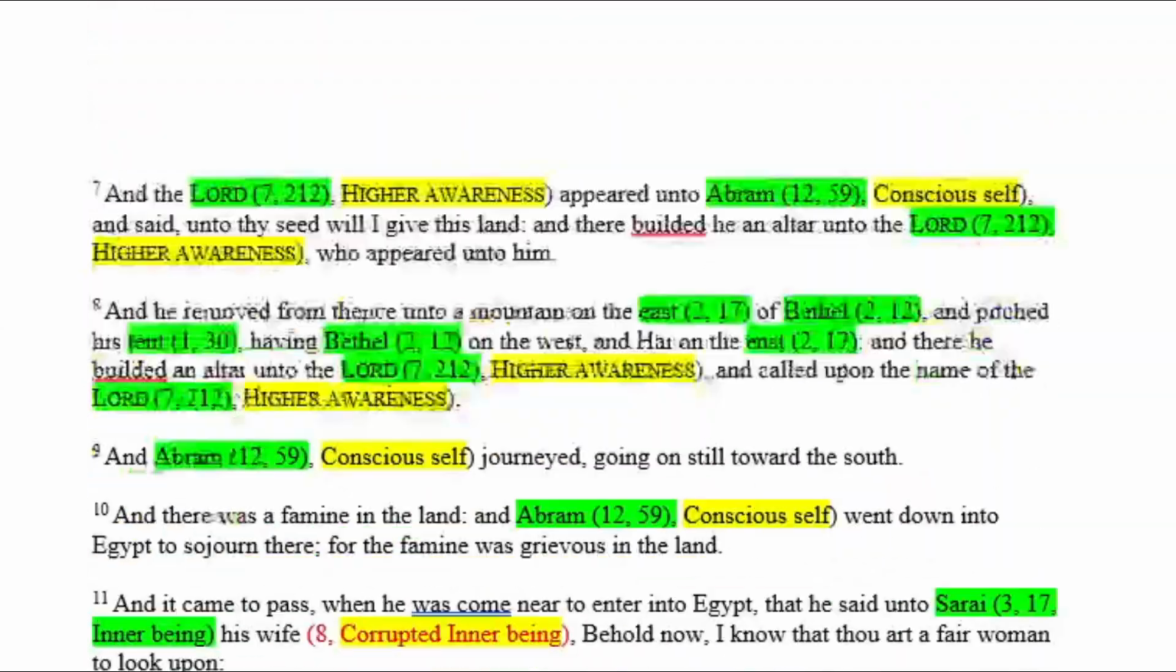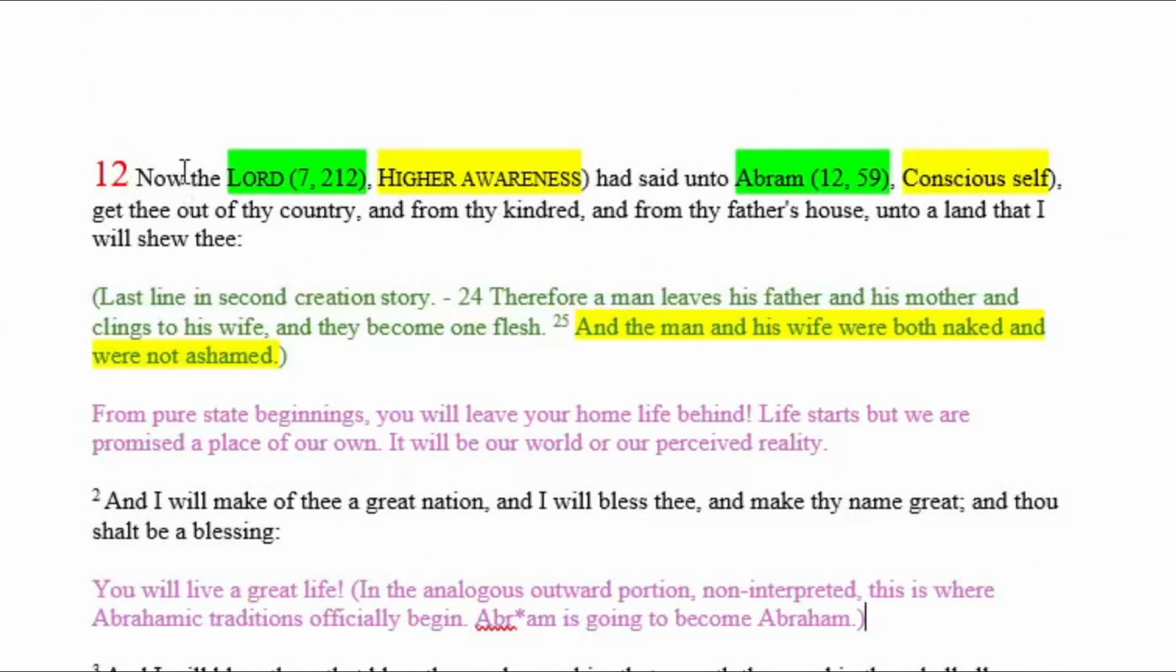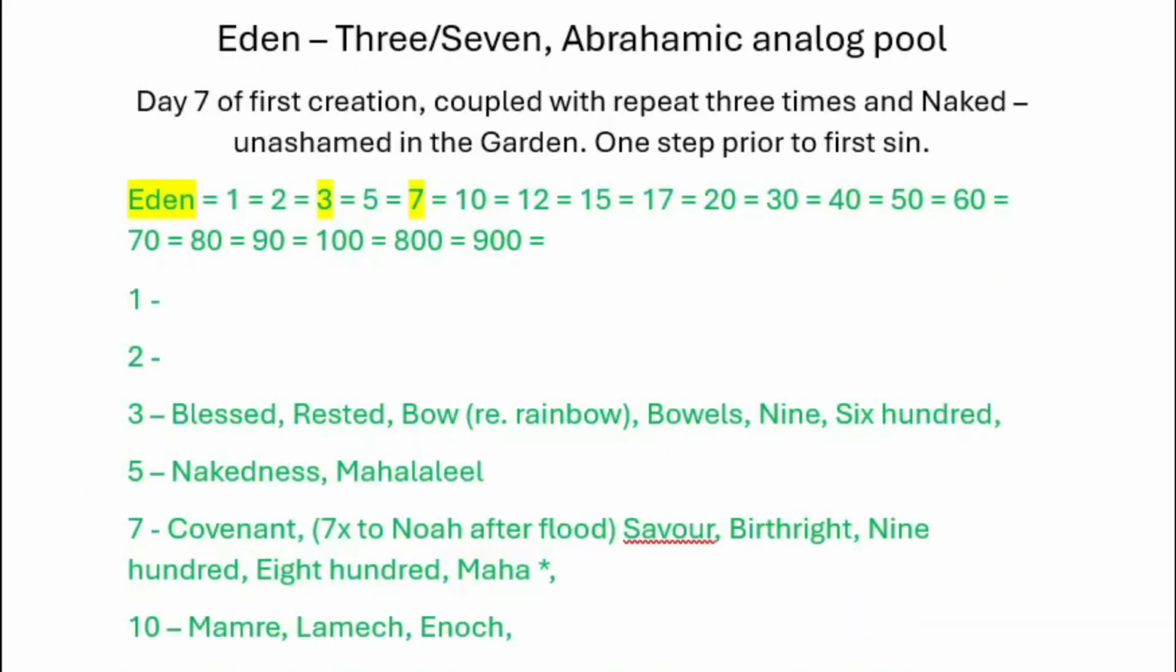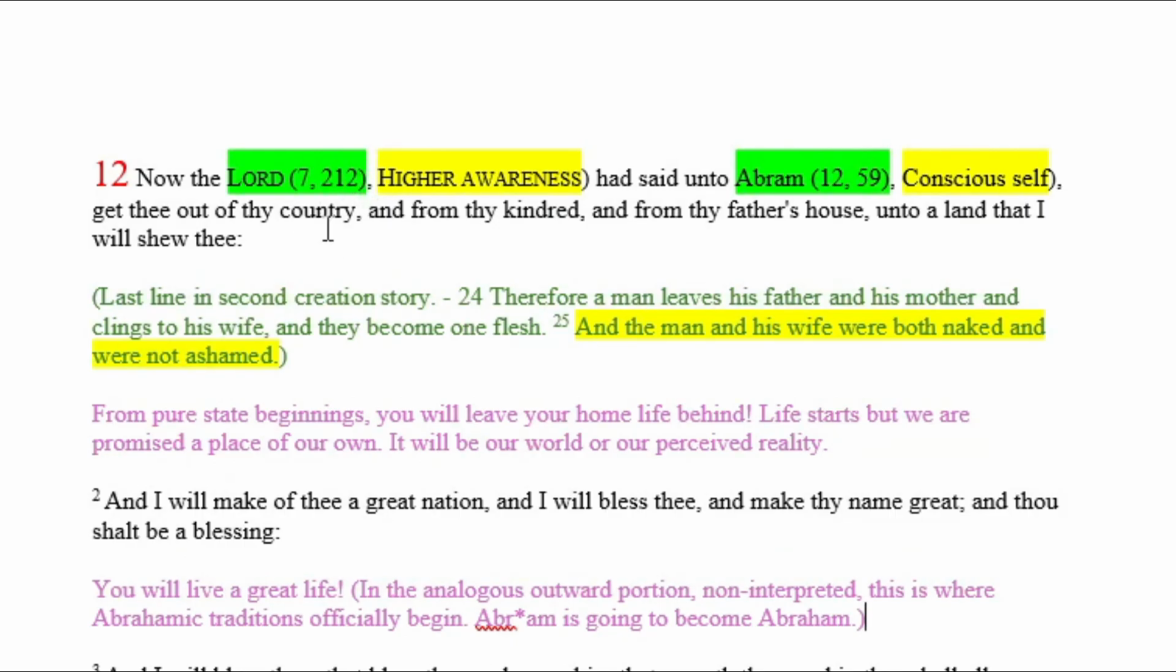This is all of 12. I've taken it and made another copy, only this time I am working through and modifying it. And here's where I did this. I took Lord. Lord appears 7 times in this chapter. That's part of the 3-7 grid. 212 is also, because 200 is one of the numbers and 12 is one of the numbers, so we add them together.